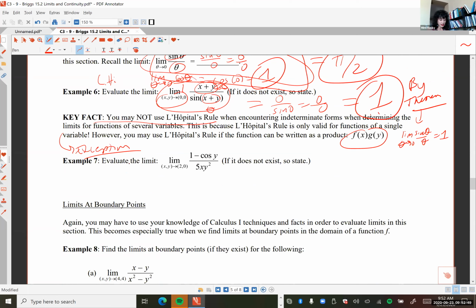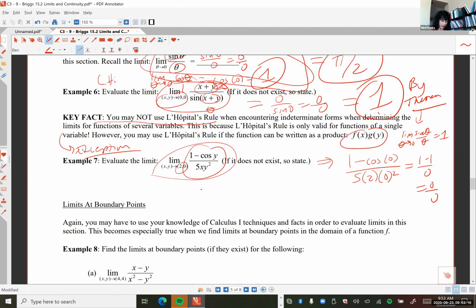So let's take a look at this example. First, use direct substitution. We're trying to approach the point (2, 0). So if I use direct substitution, I'm going to go 1 minus cosine y, but y is 0, divided by 5 times x, which is 2, times 0 squared. Well, this looks like 1 minus 1 over 0. Oh, dang, I get 0 over 0. Now what? That's a function of two variables. You can't use L'Hopital's. But here's the trick about this problem. You can't always do that.